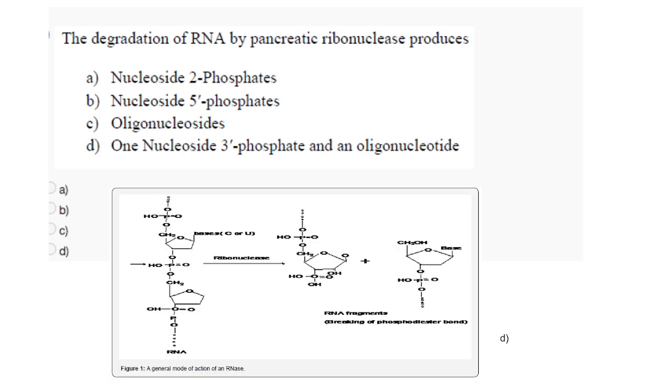So here is one RNA strand. If it is degraded by RNase A, then it will generate this 3' phosphate and an oligonucleotide.